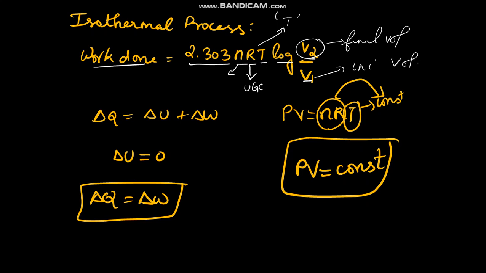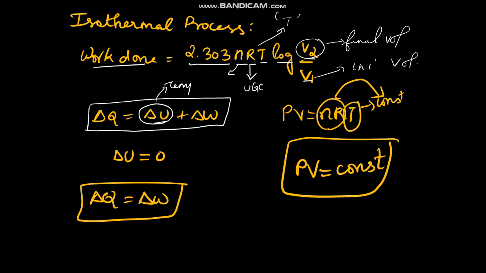So the first law of thermodynamics, we know that delta Q is equal to delta U plus delta W. For isothermal, see here that there is a term known as internal energy. Internal energy depends only on the temperature. So if temperature is constant, then delta U is 0. So delta Q is equal to delta W.